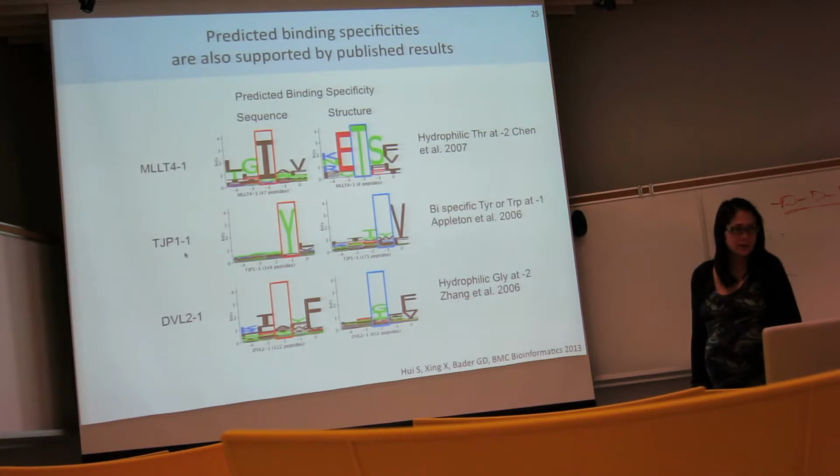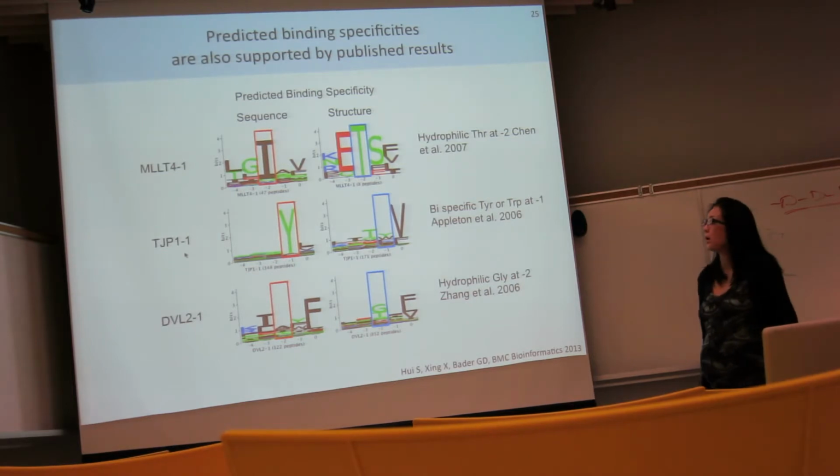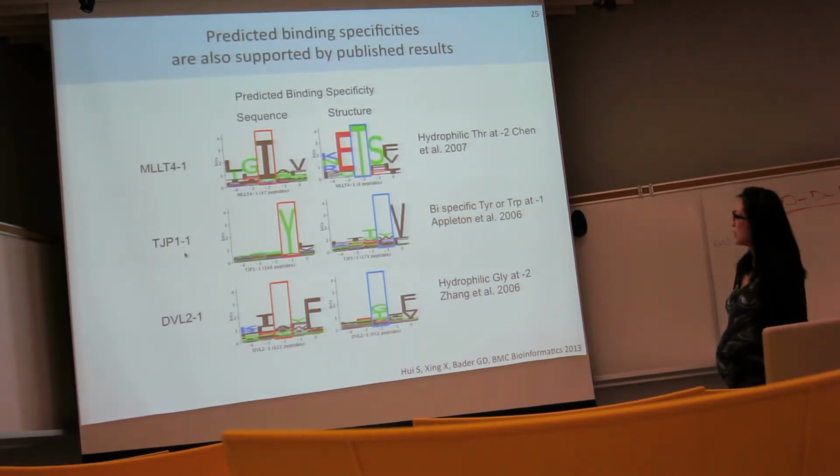Then some specific examples, if we compare sequence-based and structure-based binding specificity. We can see that in some cases, for instance this PDZ domain, the structure-based predictor predicts a hydrophilic threonine at the -2 position, which is documented in the literature, whereas the sequence-based predictor predicts a hydrophobic isoleucine residue at that position. For this PDZ domain, in the literature we find that it is bispecific for tyrosine or tryptophan at -1, which the structure-based predictor does detect.